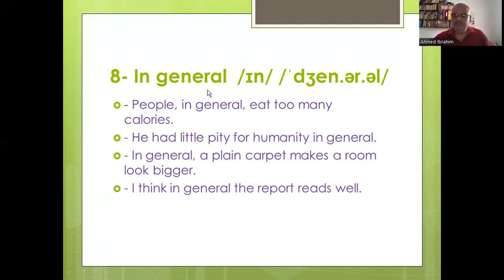In general. Next one, in general. People, in general, eat too many calories. He had little pity for humanity in general. In general, a plain carpet makes a room look bigger. I think, in general, the report reads well.